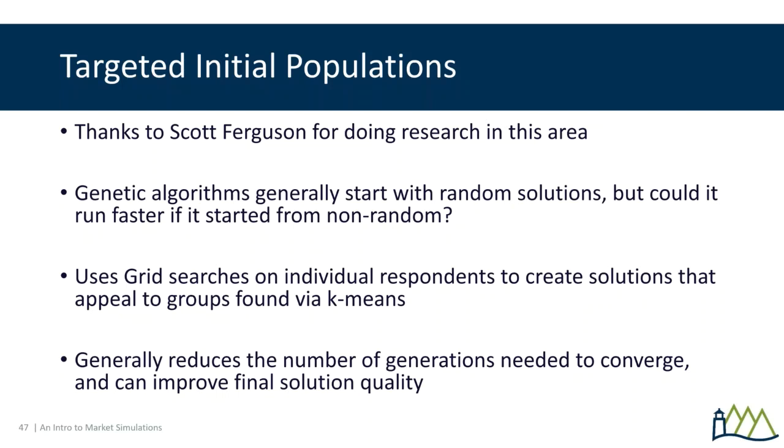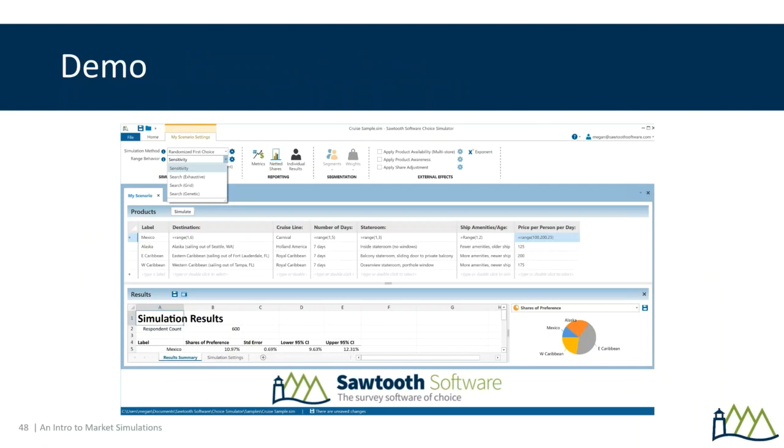Basically, we're going to use a little mini grid search with individual respondents, and we're going to find solutions that are already somewhat good, and we're going to seed the population with those rather than just purely random. This is really nice because it helps reduce the number of generations you need to finally reach the maximum, so it helps the genetic algorithm run faster. We've also seen in our testing that it can actually improve the final solution, so you can maybe do more generations and get further along than you could otherwise.